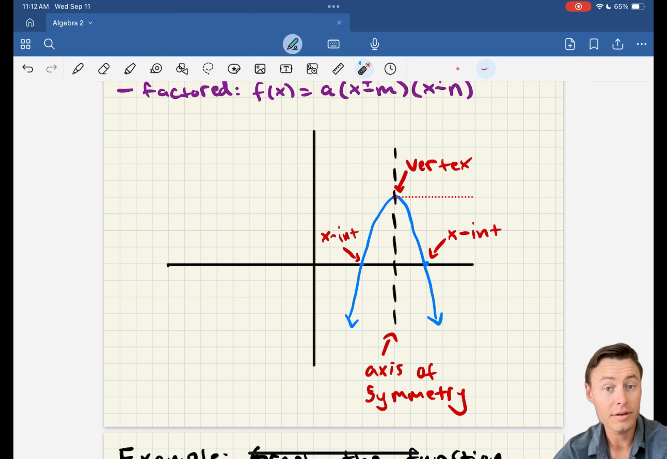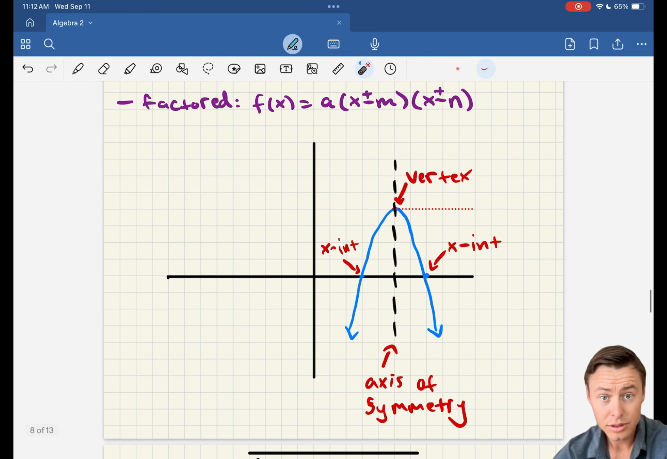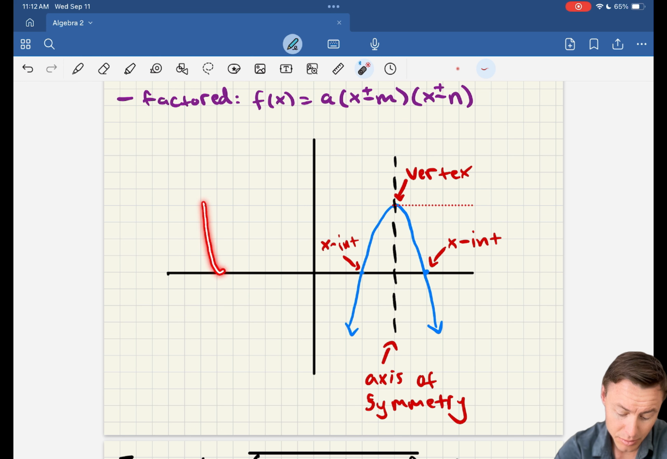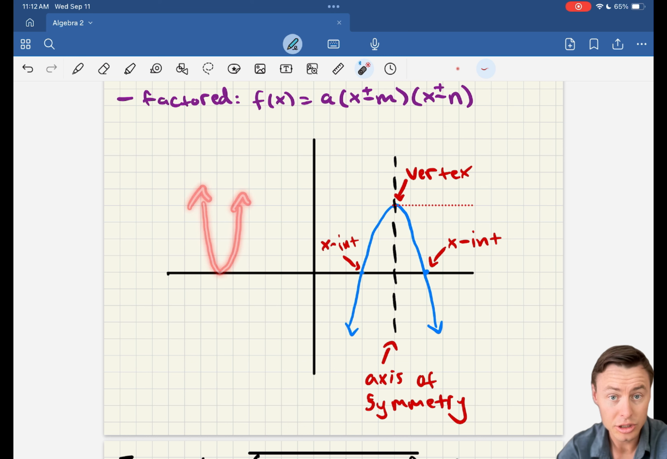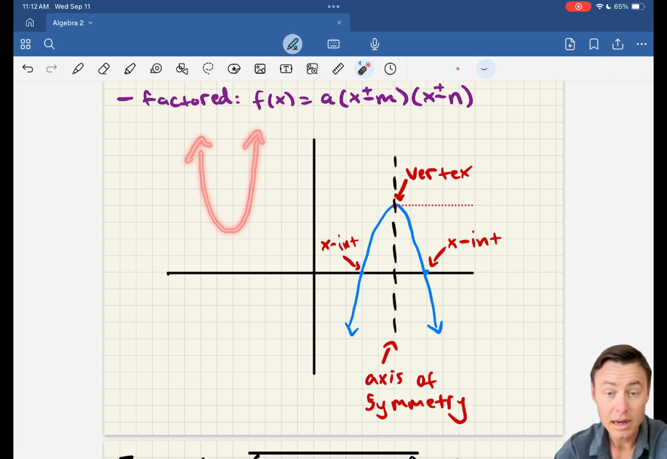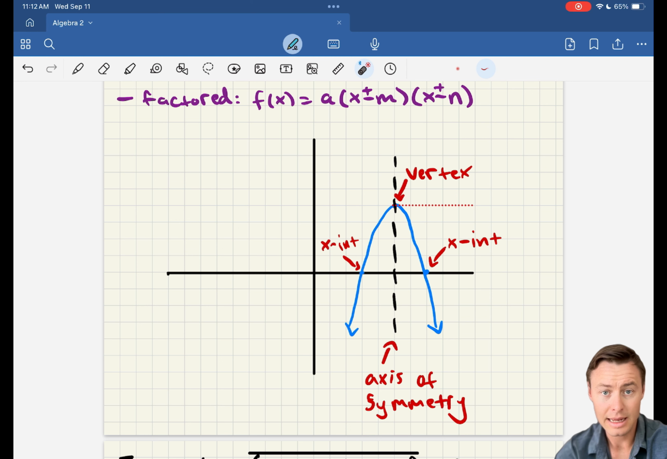A couple of other things, we've got x-intercepts on our function. Those are the points where the function crosses the x-axis. A parabola can have either one x-intercept, two x-intercepts, or no x-intercepts, okay? An example where it had one x-intercept would be where the vertex is also touching the x-axis. Two x-intercepts would be like our drawing in blue here, and no x-intercepts would be where the parabola is in a position where it'll never cross the x-axis.